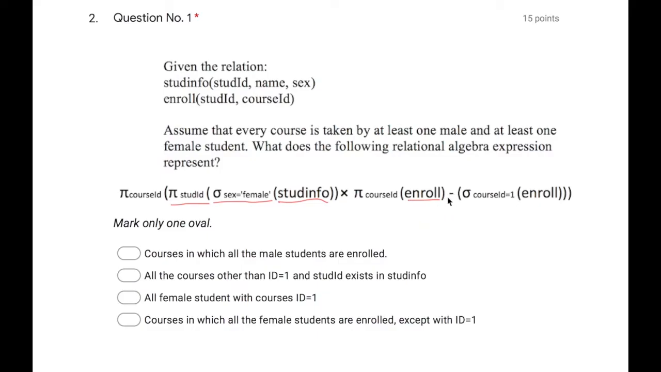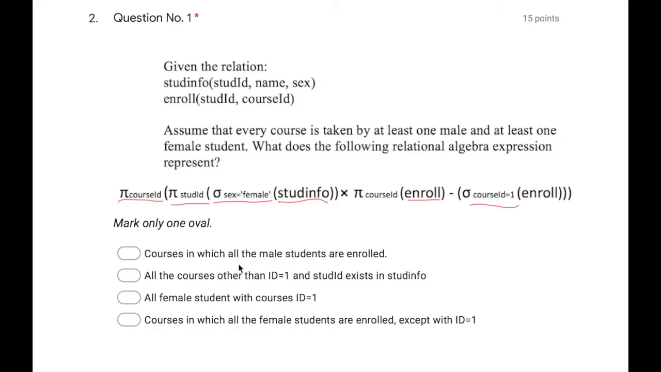Next, I want to subtract, minus with this one, enroll, which has the course ID equals to 1. Minus, that means everything but not course ID equals to 1. Okay, and then the last part is I just want to get the course ID only. Right, so let's check the options.